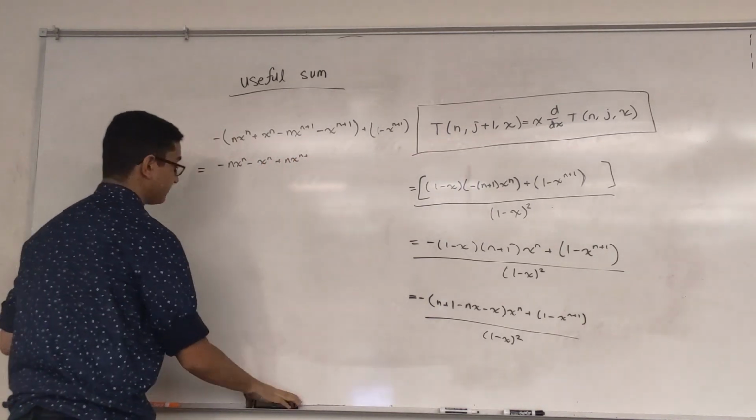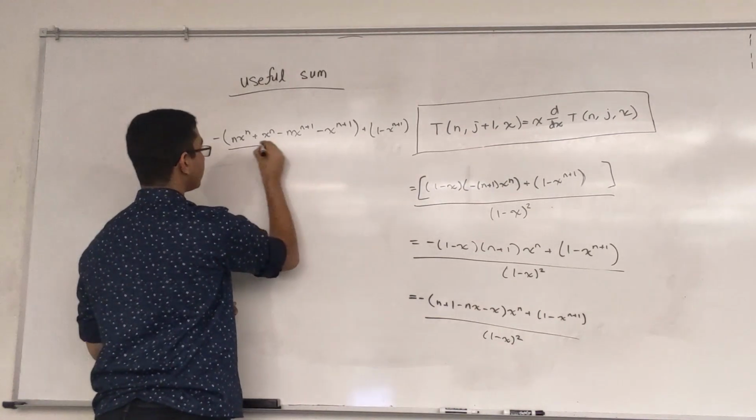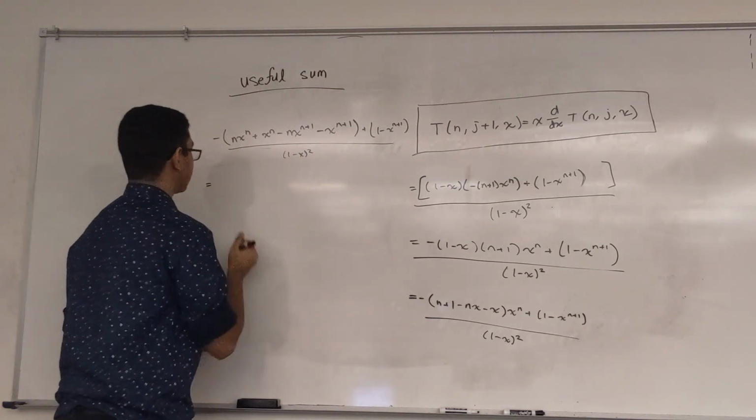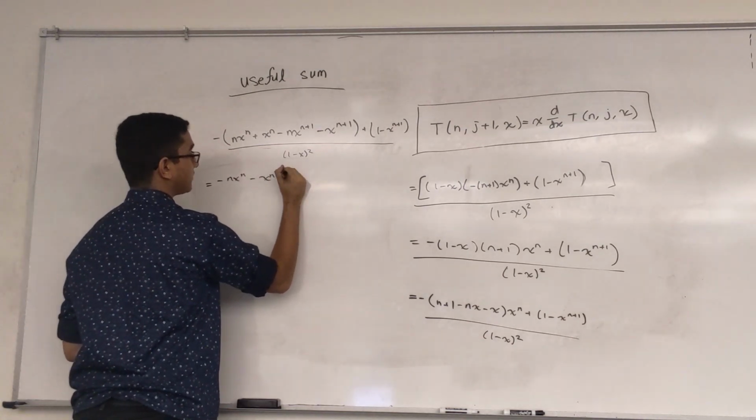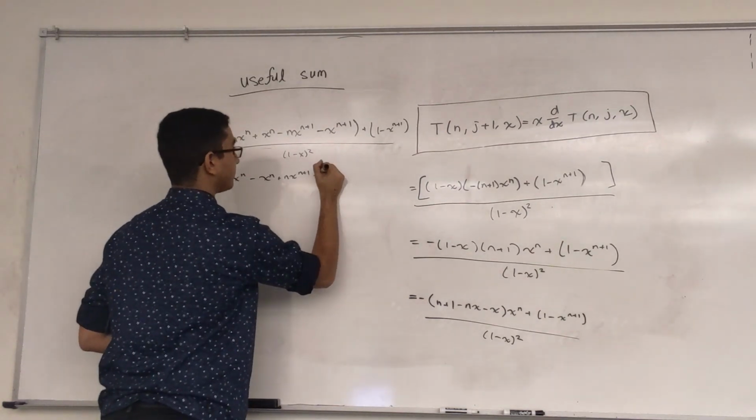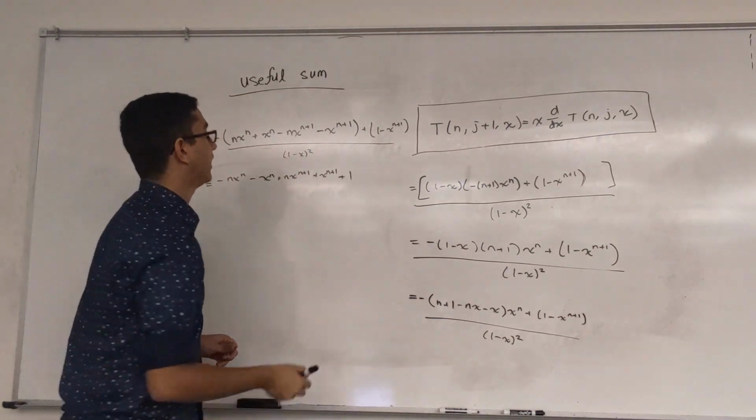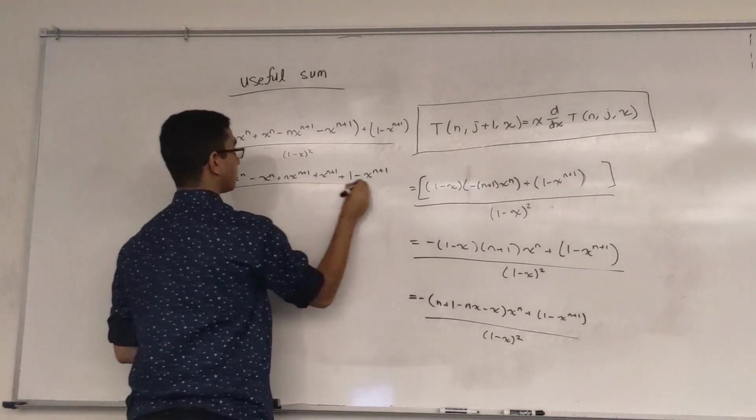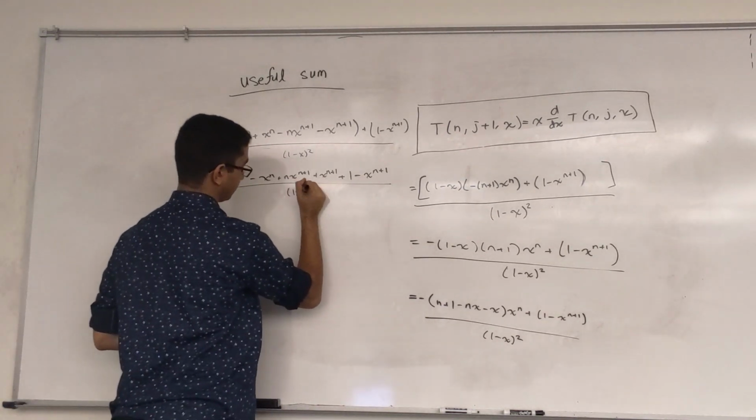And obviously, we cannot forget the denominator. Very important. So once again, negative x to the n minus x to the n plus nx to the n plus 1 plus x to the n plus 1, I'll just use this one here, minus x to the n plus 1, over 1 minus x squared.